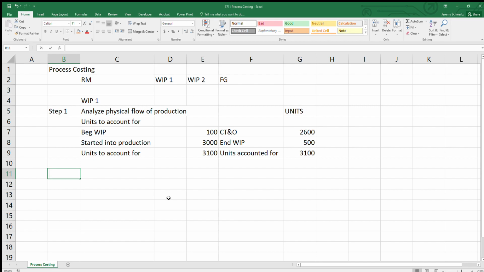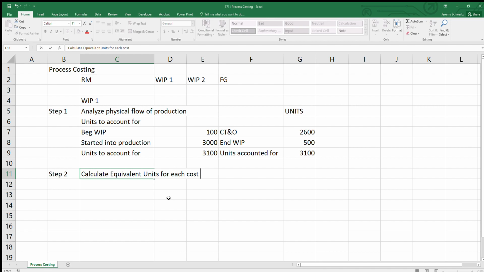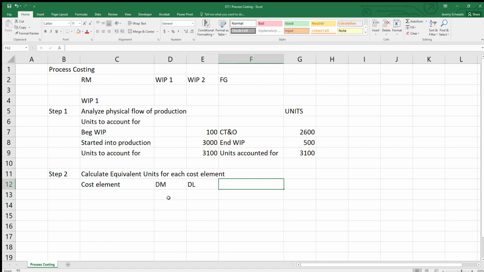In the second step, we would have to calculate what's known as equivalent units for each cost element. So when we look at our cost elements, we would have from before our direct materials, direct labor, and overhead.